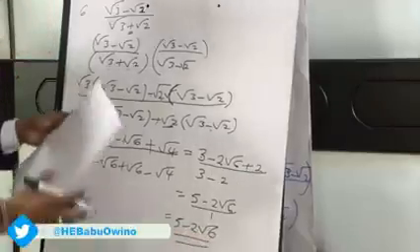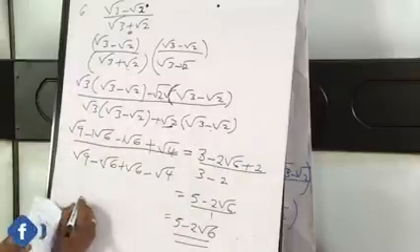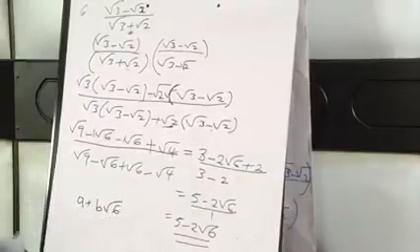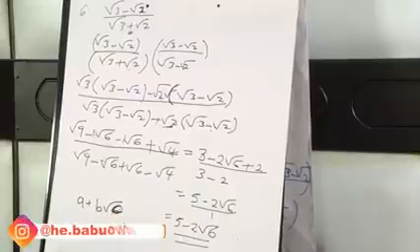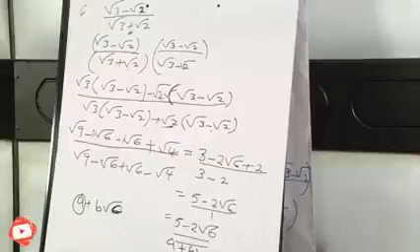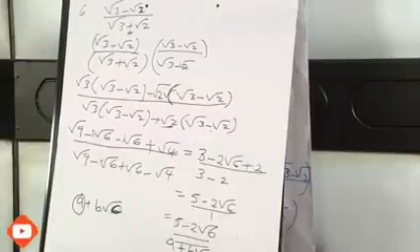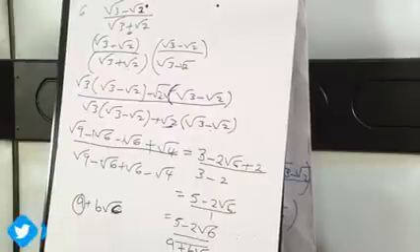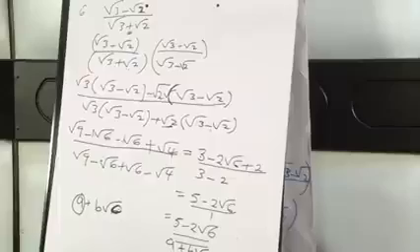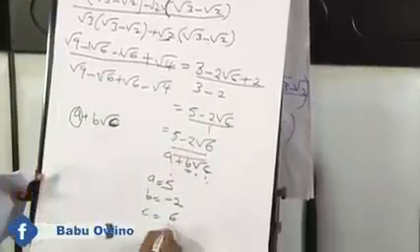This is our answer. But remember, we've been advised to write our answer in the form a plus b root c. So our value of a, you just write a is 5. Tell the examiner that you know. Then b is minus 2, and then c is 6.